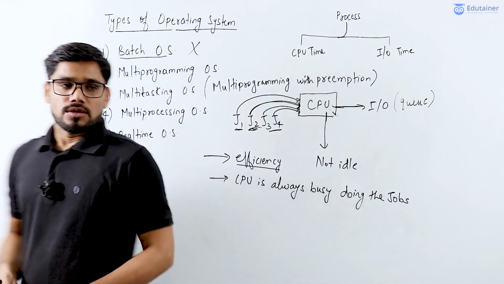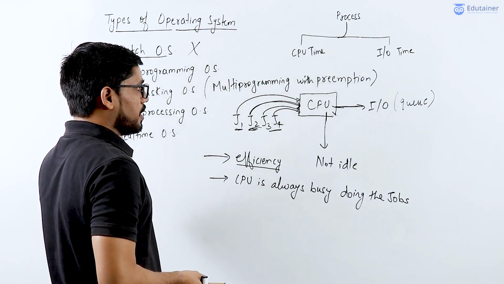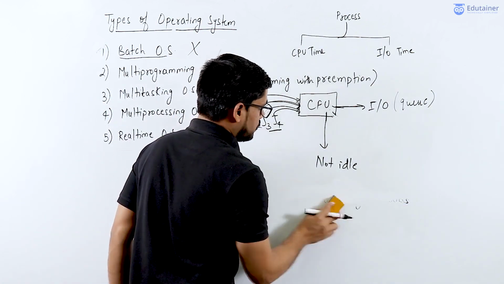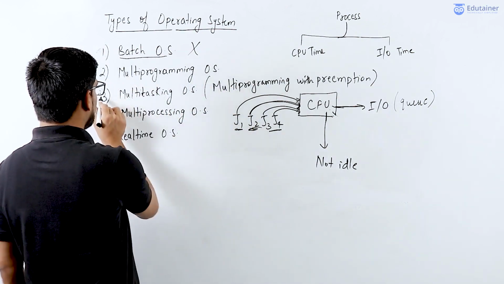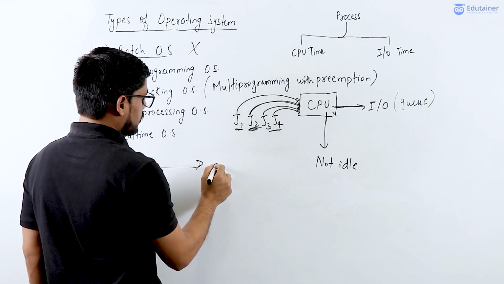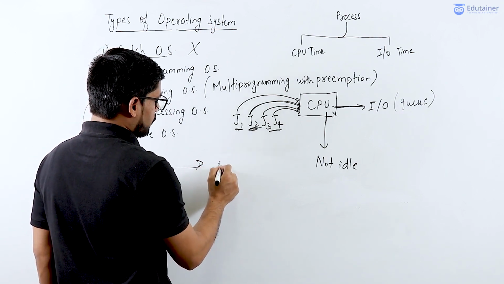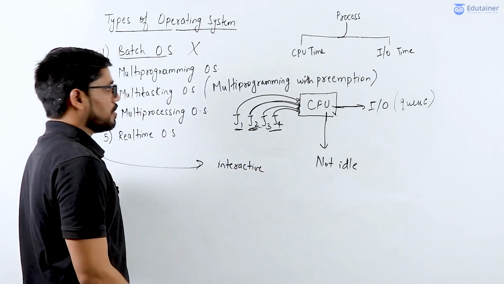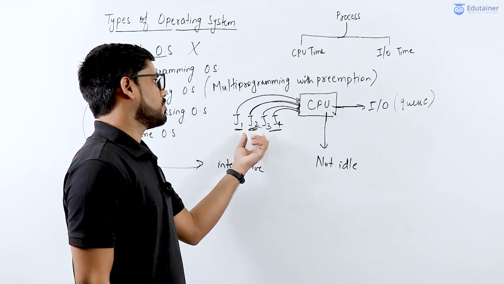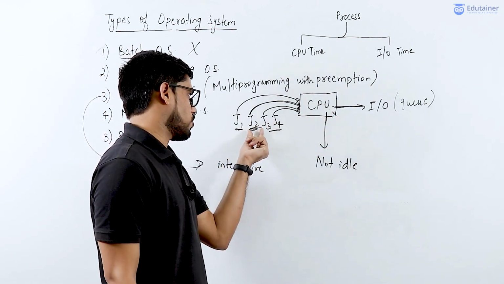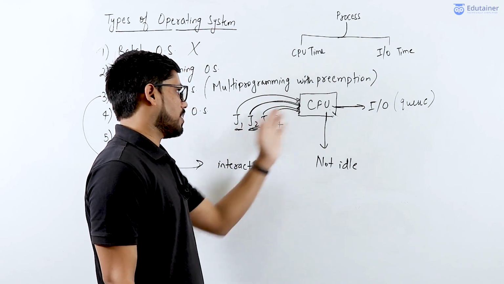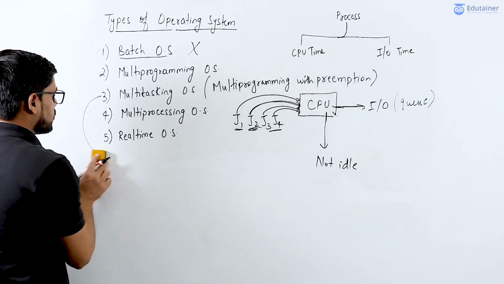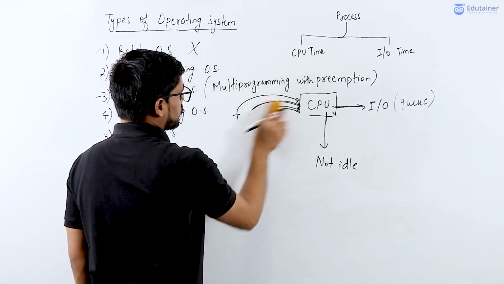Because of this property, multitasking is more interactive compared to multi-programming. And also in multitasking, CPU is always busy because whenever some job needs input output time, we will process another job by CPU. So this is multitasking. Next is multiprocessing.